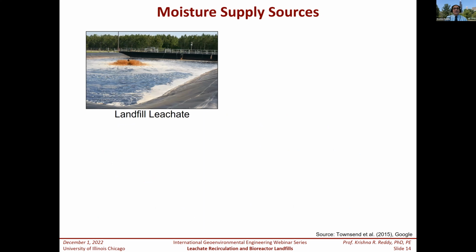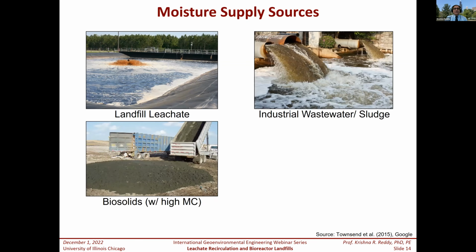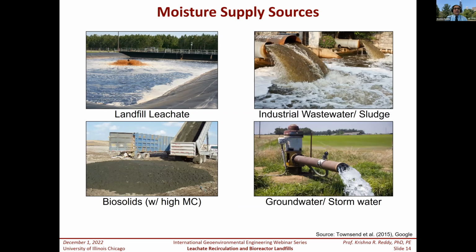So if you want to go into the bioreactor landfill concept, if you want to implement it, you really have to do it properly. In terms of the moisture, or the liquids that you can use, as I said, landfill leachate is the one commonly used. There are no issues using the landfill leachate, but in a true bioreactor sense, you can use other industrial wastewater sludge, biosolids, groundwater, or even stormwater.